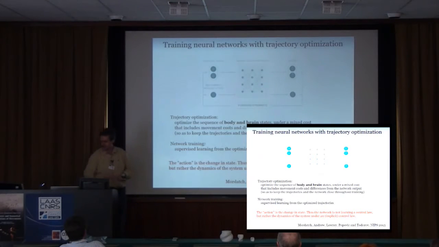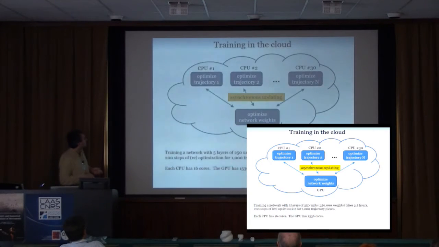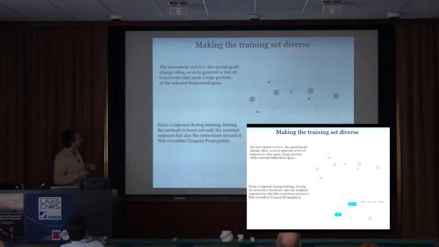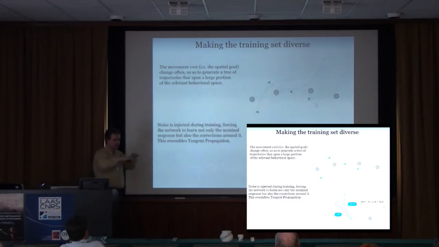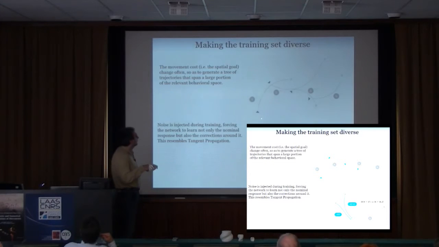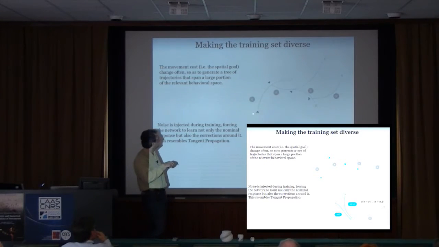And you keep iterating. It actually happens in the cloud if you want to do it fast. There are about 30 servers doing trajectory optimization and one big GPU that's training the neural network. It takes about 2.5 hours in the Amazon cloud to train a network with 250,000 weights. The data set has to be diverse to span the behavioral range of things you want to do. So the way you generate that is you have some starting state, and you put some goal, and there's some optimal trajectory.